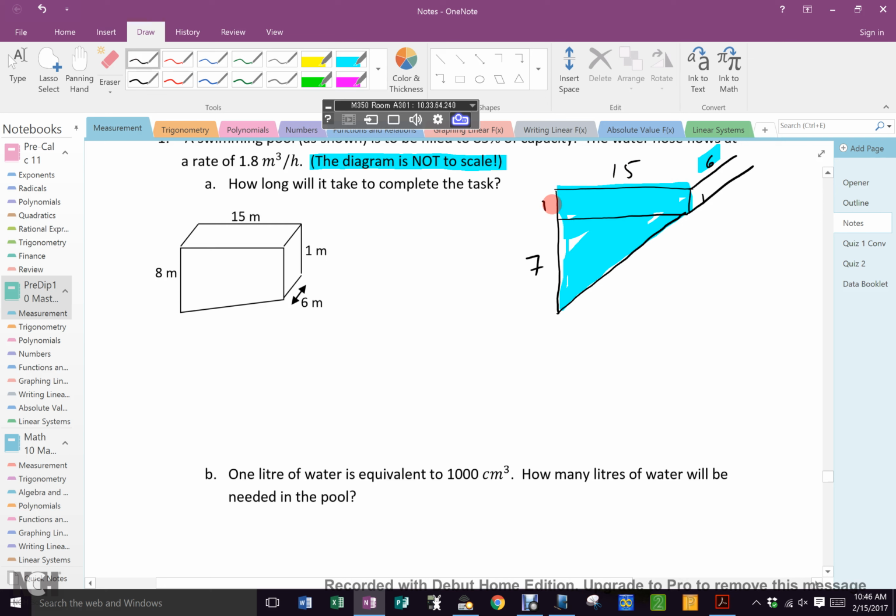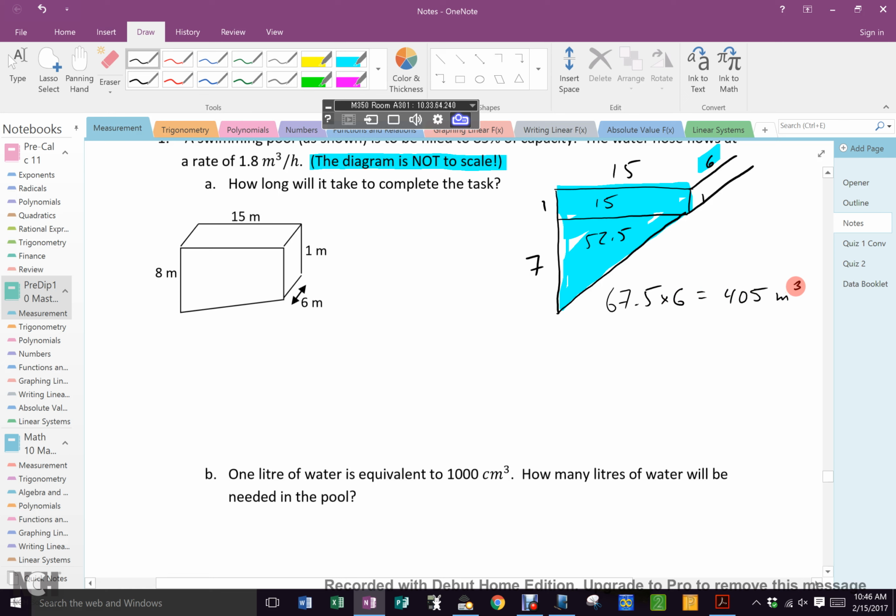This area is 15 by 1, which is 15. This area is a triangle, 7 by 15, which is 105. Triangle divided by 2 is 52.5, which means this whole blue area is 67.5. Yes? That's the area of the base because that is the shape that repeats. How many times does it repeat? 6. To get a volume in the pool of 405 meters cubed.